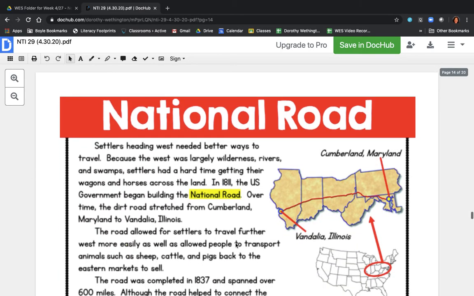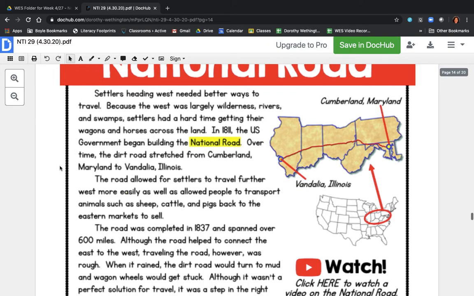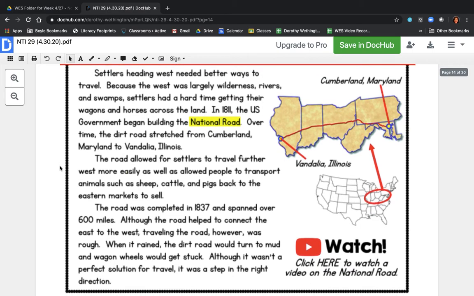National Road. Settlers heading west needed better ways to travel. Because the West was largely wilderness, rivers, and swamps, settlers had a hard time getting their wagons and horses across the land. In 1811, the U.S. government began building the National Road. Over time, the dirt road stretched from Cumberland, Maryland to Vandalia, Illinois.